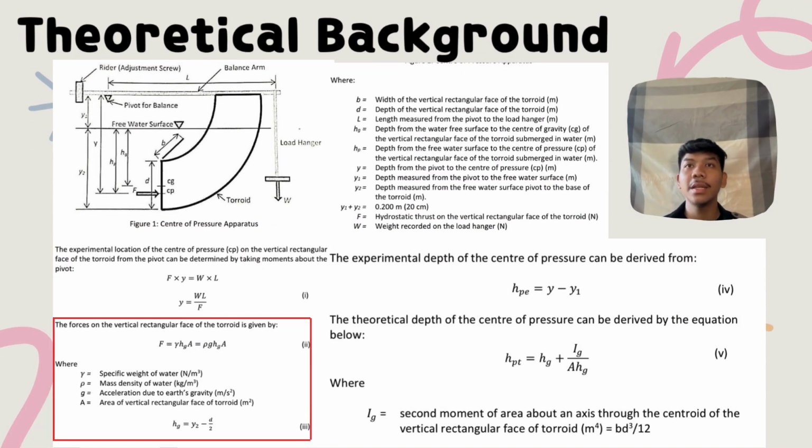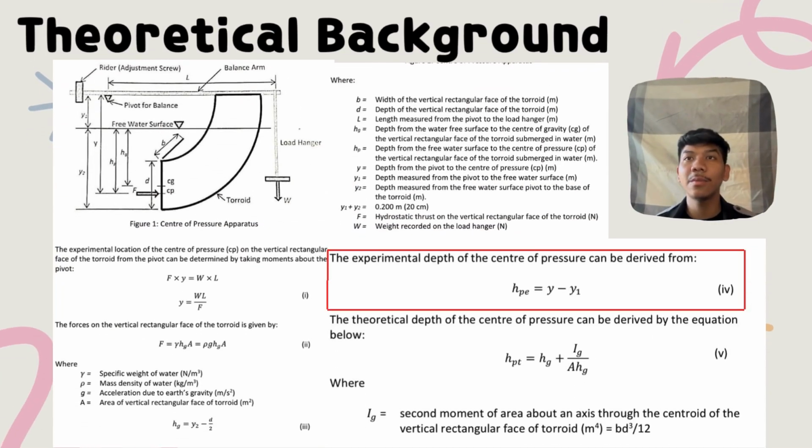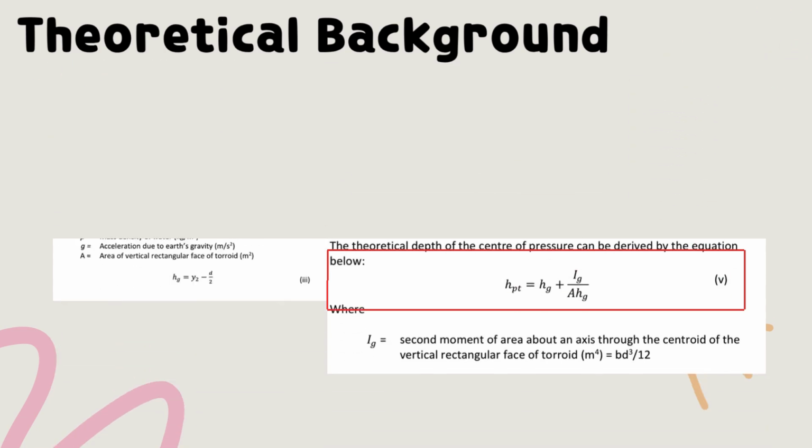The force on the vertical rectangular face of the toroid is given by F equals gamma Hg A equals rho g Hg A, where gamma is the specific weight of water, rho is the mass density of water, g is acceleration due to Earth's gravity, and A is the area of the vertical rectangular face of the toroid. So we can get Hg from Y2 minus D over 2, where D is the depth. The experimental depth of the center of pressure can be derived from HPE equals Y minus Y1.